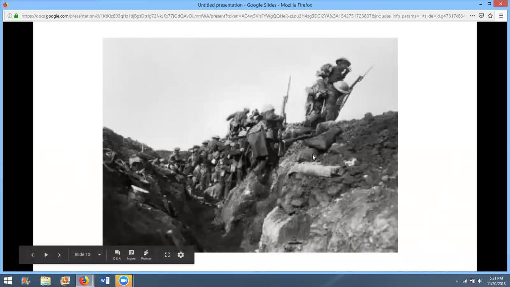So life was not fun being in the trenches. As I said, it was cold, damp, stressful. You were crammed in there. And if someone got the flu, guess what? You're probably going to get the flu too. If someone got smallpox, you would probably get it too, because sanitation was basically non-existent in these trenches.